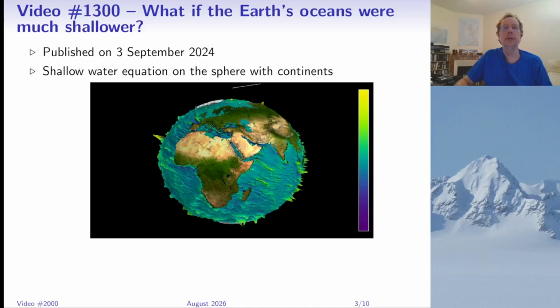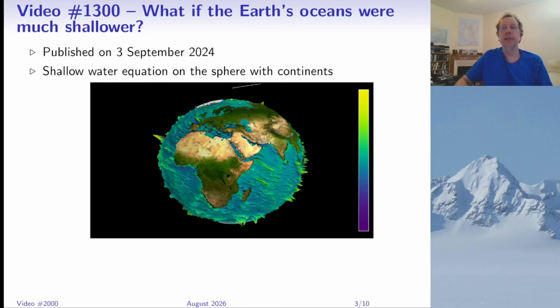Video number 1300 is the adaptation of another equation to spherical geometry with the Earth's continent. In this case, it is the shallow water equation, which models a fluid which is much wider than it is deep by a 2D equation that's easier to simulate.